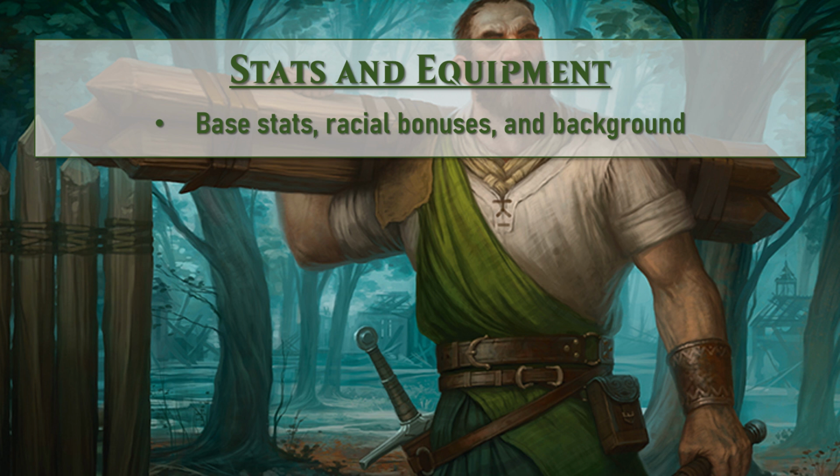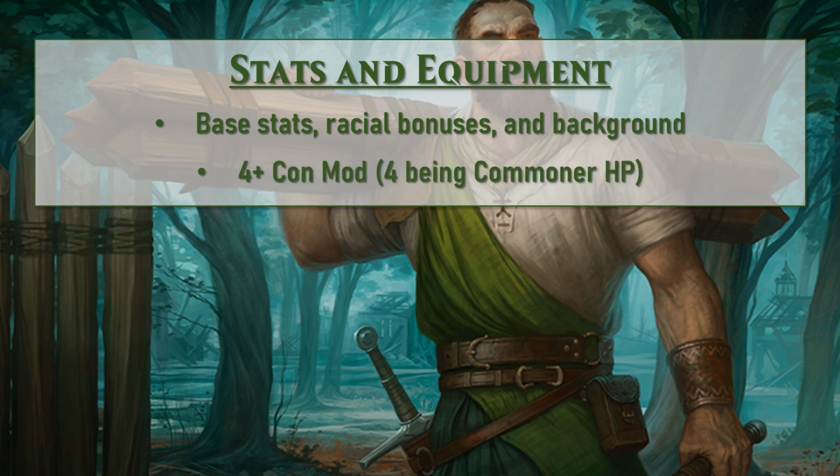As far as hit points are concerned, we've decided to go with a base hit points of 4 plus their con modifier. 4 is a kind of arbitrary number. The main connection we made is that's your average hit points for a commoner. So 4 is going to be the base. If they're a little more constitutionally hardy, they'll have a little bit higher hit points.